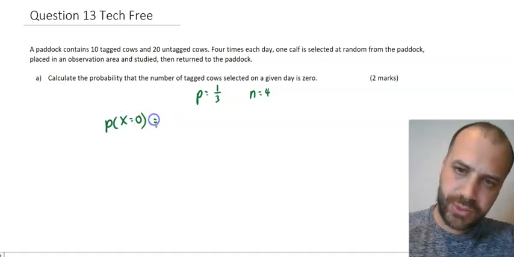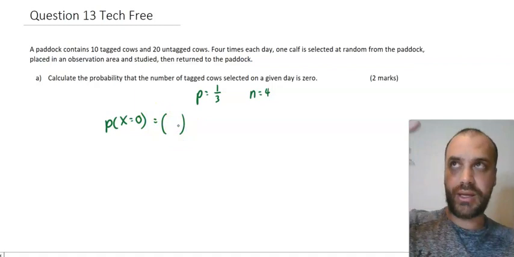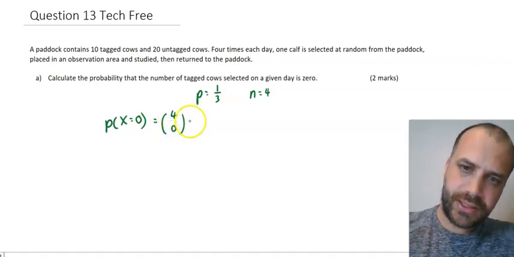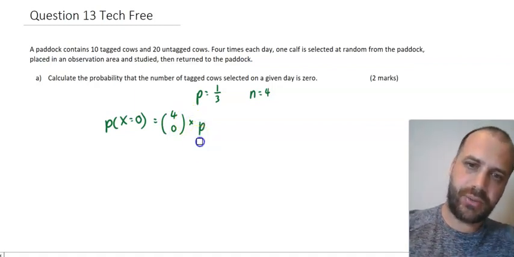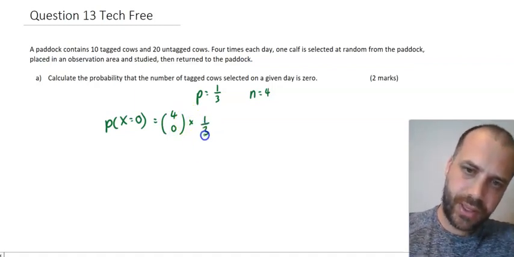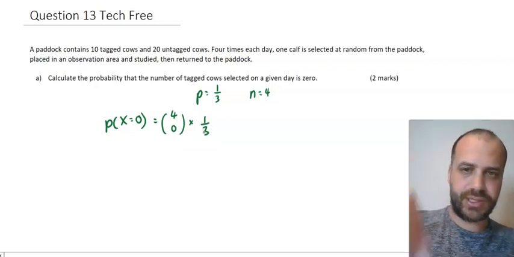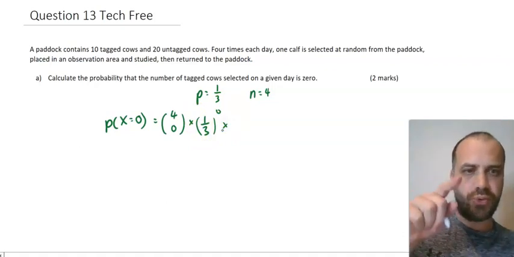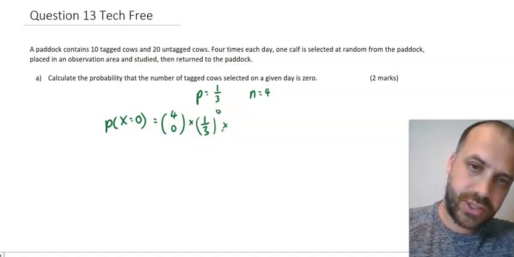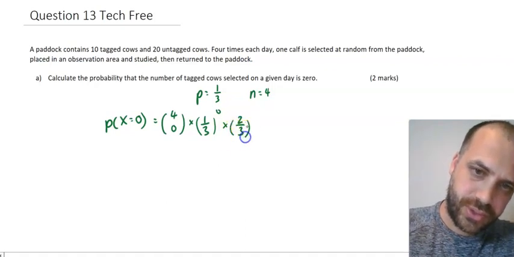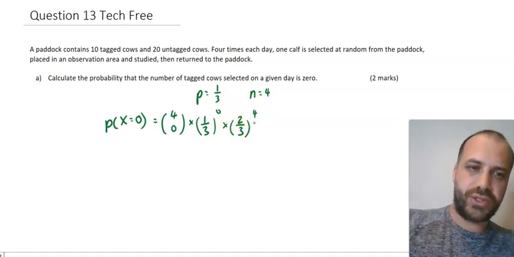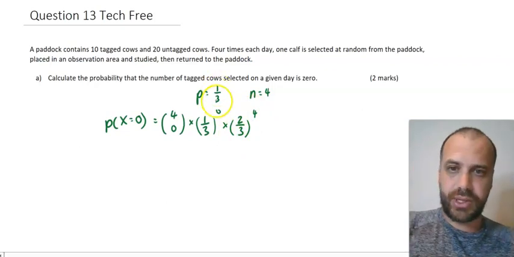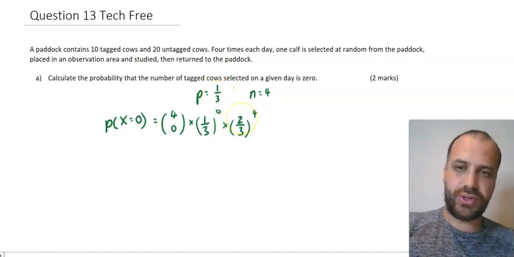Now that's going to be equal to 4 choose 0 for 0 successes times the probability, we know P, it's 1/3. And we want to have 0 successes, 1/3 to the power of 0. And then we're going to have 4 failures. So 2/3 to the power of 4. Now, where did 2/3 come from? That's the probability of failure, or 1 minus P. 1 minus 1/3 is 2/3.